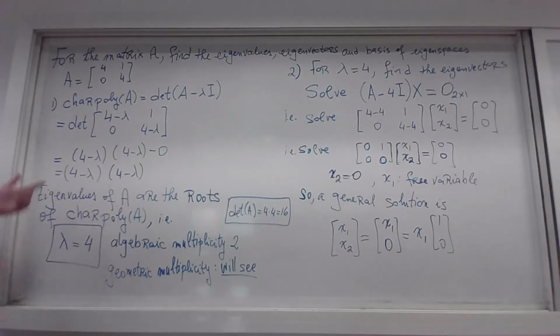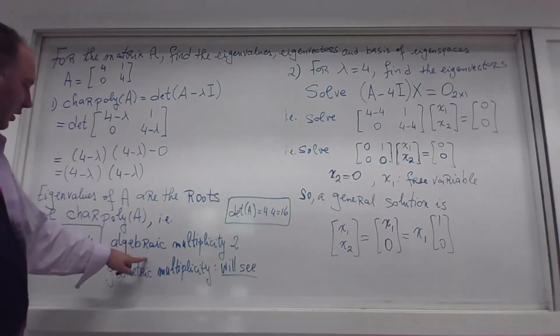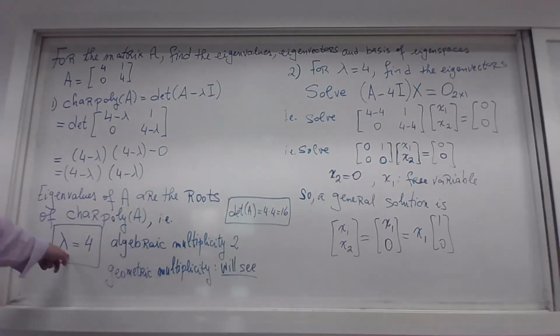So this needs to be equal to 0, right? That's what I want: the roots of this polynomial. What makes this 0? Well, 4 and 4. So the roots are 4 and 4. I have one eigenvalue, which is 4, but repeated twice because it's a double root. So I can say that the algebraic multiplicity of eigenvalue 4 is 2. It's repeated twice, 4 and 4.